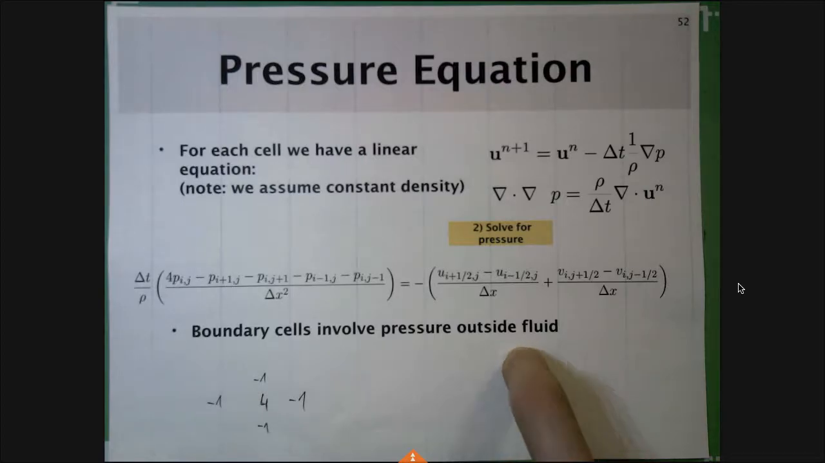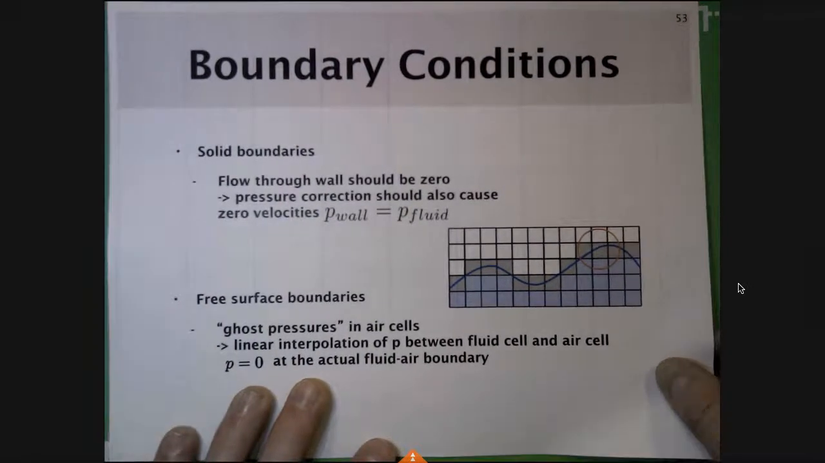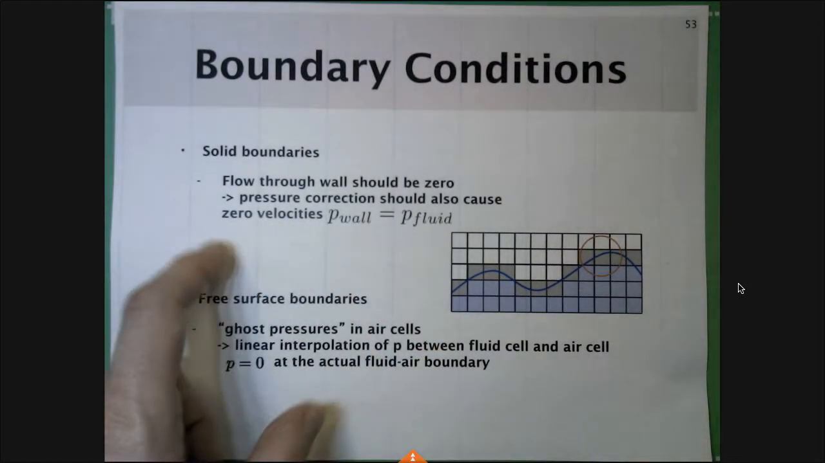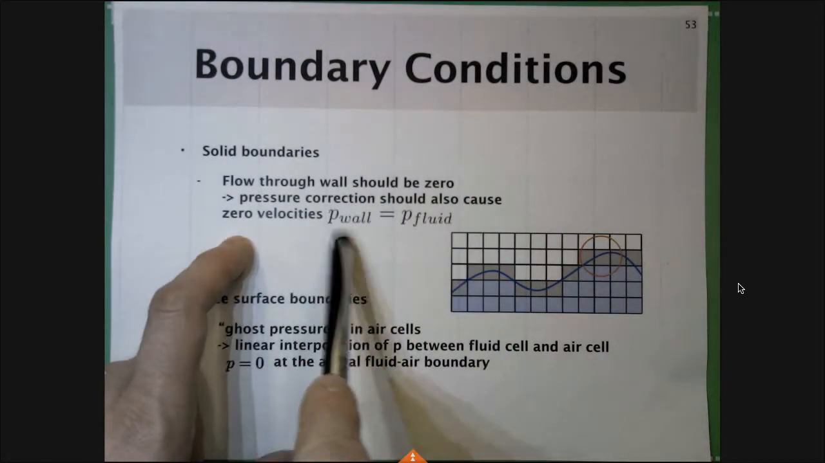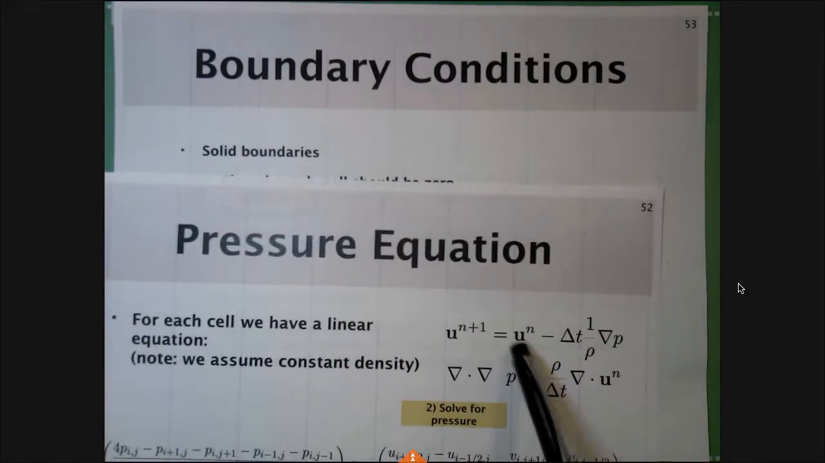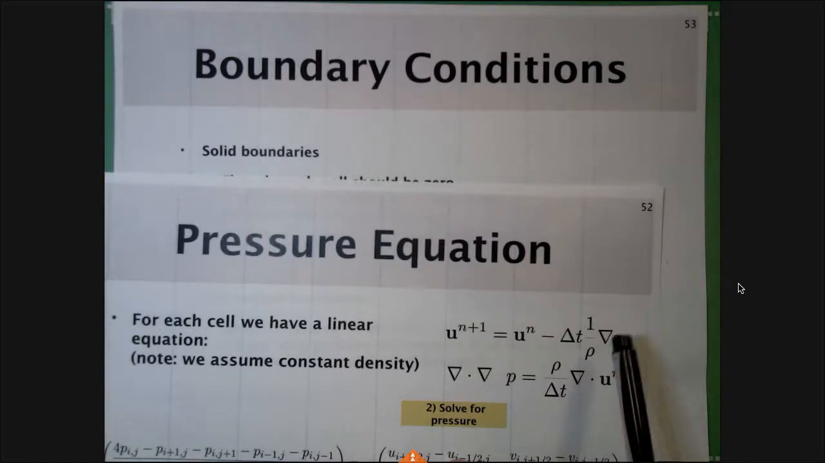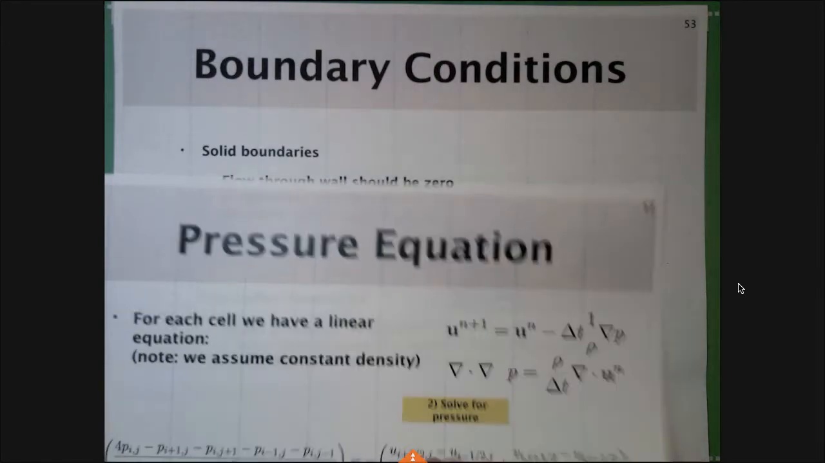Now, here is a quick note on what to do about the boundary conditions. I already said it quickly. If you have a solid wall, then you set the pressure such that the velocities you get from this update formula will be 0 in the direction normal to the wall. That's what a wall means, that the fluid cannot flow past it. So you compute the pressure such that the u n+1 in the direction of the wall would be 0.